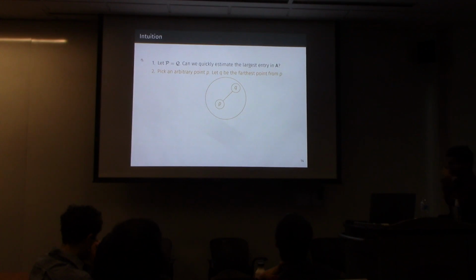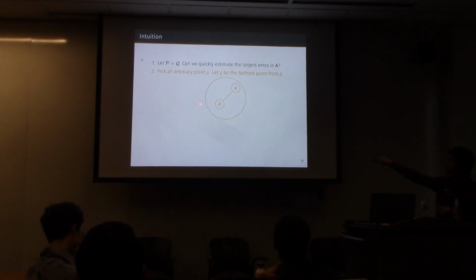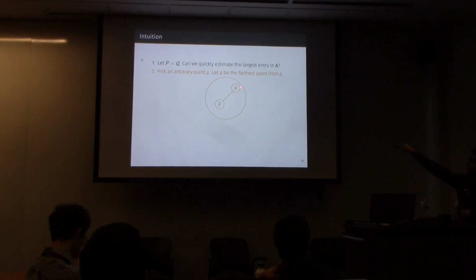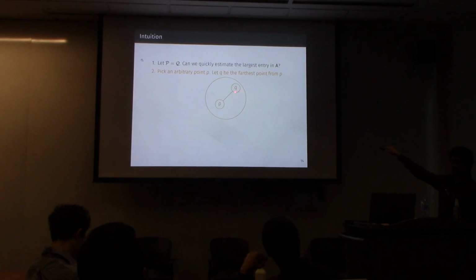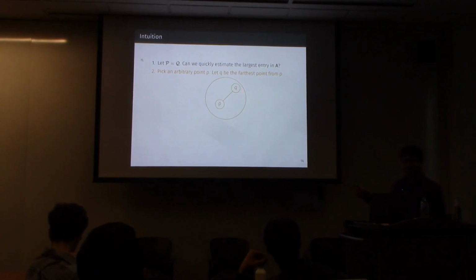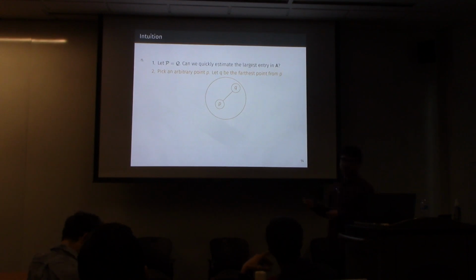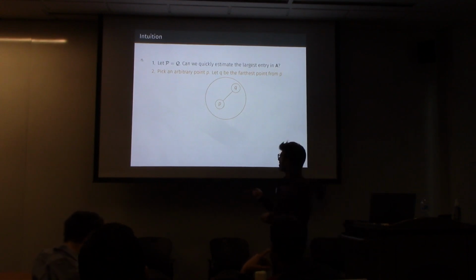Okay, let's see how to do this. So this is our point set. Think of this as a point set P, capital P. Pick an arbitrary point in this point set, let's call it small p, and find the furthest point from p under the metric that you're looking at. Let's call that point Q.